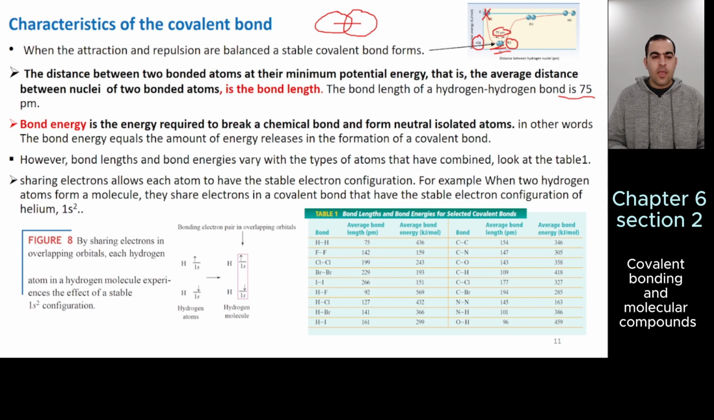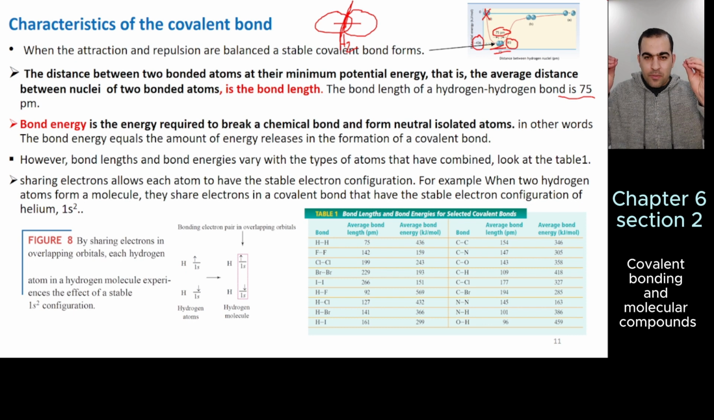Okay, bond energy. So this is H2, isn't it? If you want to break that bond, how can you break it? By energy. The energy you need to break a bond and form neutral isolated atoms is called bond energy. Bond energy is the energy required to break a bond. In other words, look, the bond energy equals the amount of energy released in the formation of a covalent bond.